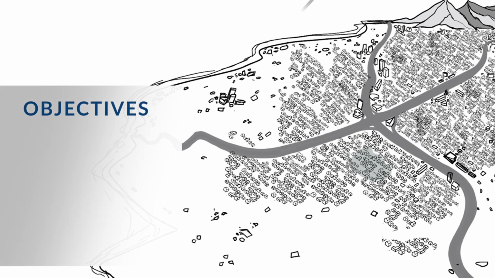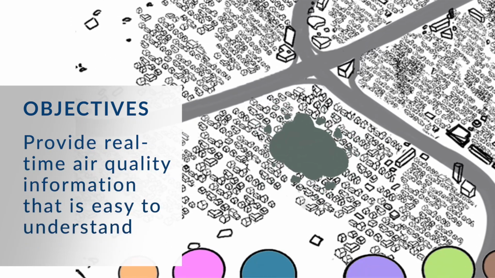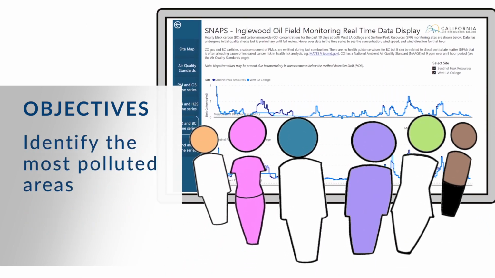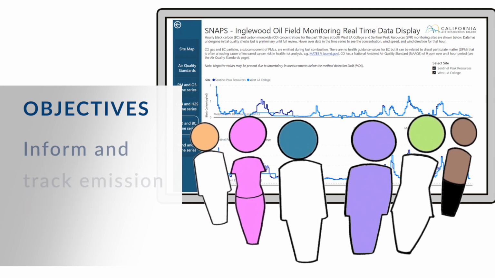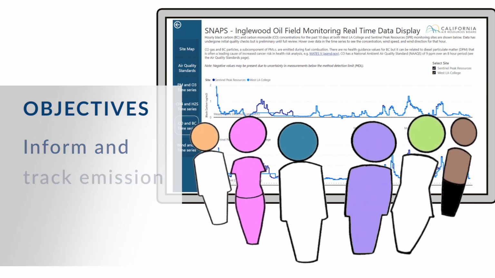Some common community air monitoring objectives include providing real-time air quality information in a way that is useful and easy to understand, identifying the most polluted areas in the community, characterizing the sources of that air pollution, and informing and tracking progress towards meeting emissions reductions goals.